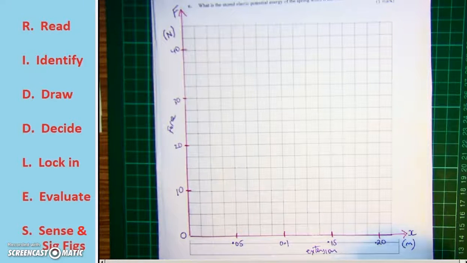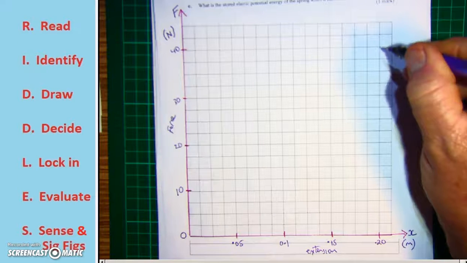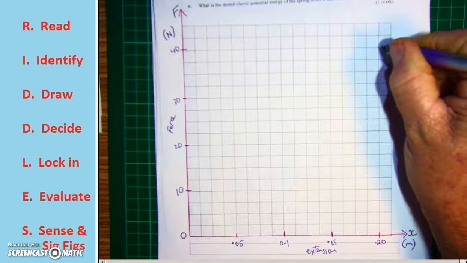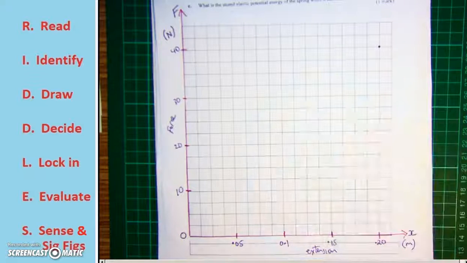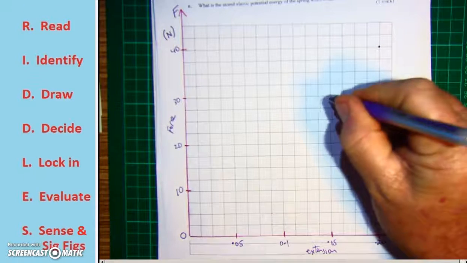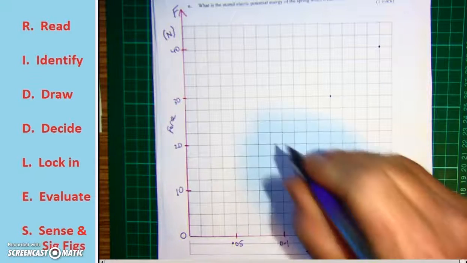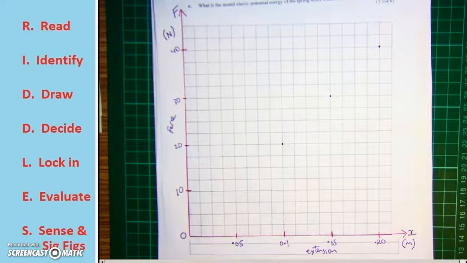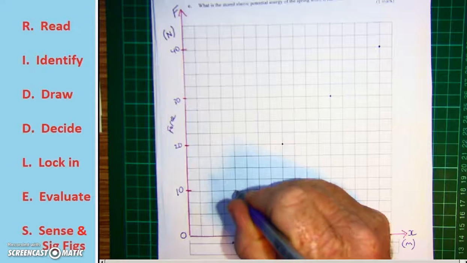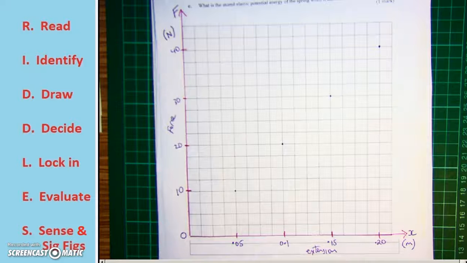I can plot the point 40 newtons and 20 centimeters, which is 0.2 meters, which is this particular point here. 30 newtons and 15 centimeters, which is this point here. 20 newtons and 10 centimeters, which is this point here. 10 newtons and 5 centimeters, which is this point here. So there we go, I've got myself a beautiful line.